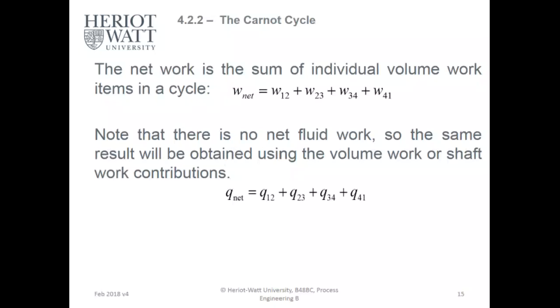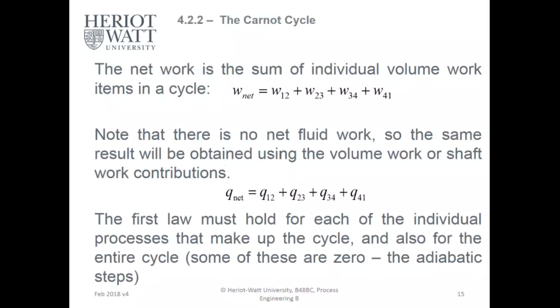So your Q net, your total energy transfer, is Q12 plus Q23, 34, and 41, the full cycle again. And net work equals negative Q net. The first law must hold for each of the individual processes that make up the cycle, and also for the entire cycle. Some of these are zero and adiabatic, so it needs to hold for the whole process. So that's why net work equals net heat transfer.